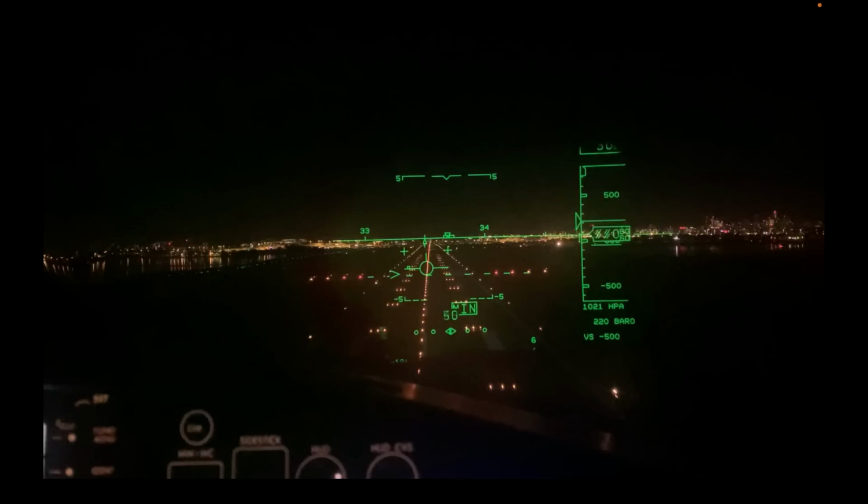I just want to say that the landing was actually very nice. The only reason it looks rough is because of the way I was holding the phone. So my apologies for that, but please enjoy the landing approach into Sydney International Airport.